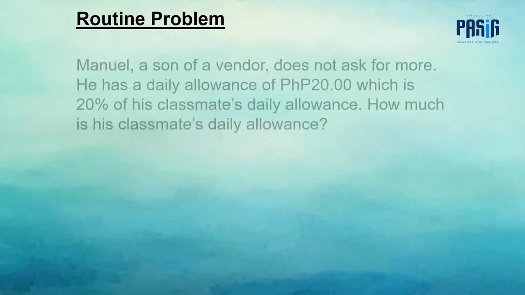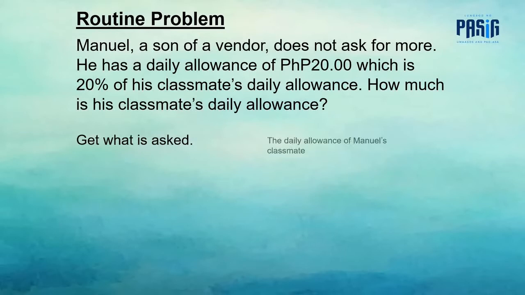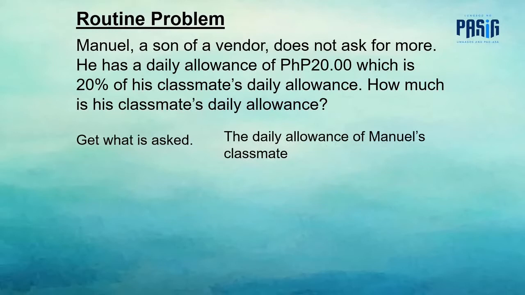Routine problem. Read and analyze. Manuel, a son of a vendor, does not ask for more. He has a daily allowance of 20 pesos, which is 20% of his classmate's daily allowance. How much is his classmate's daily allowance? Now, get what is asked. The daily allowance of Manuel's classmate. List all the needed data.